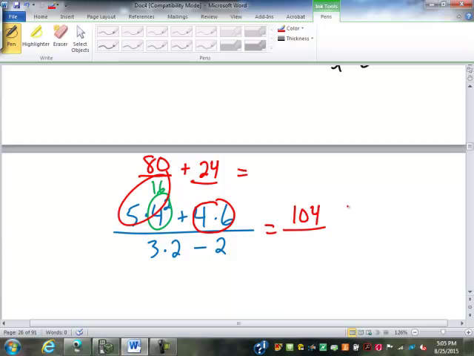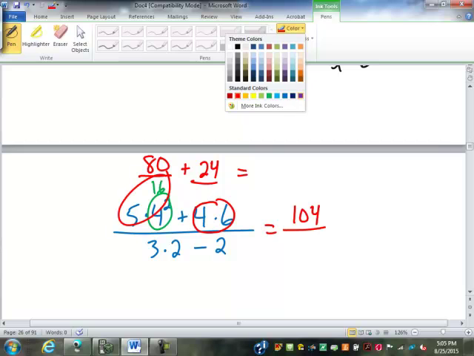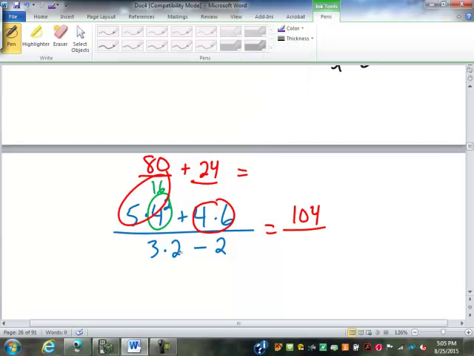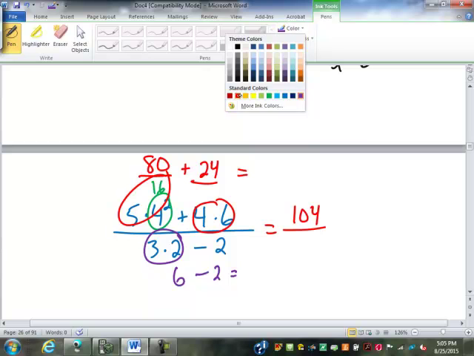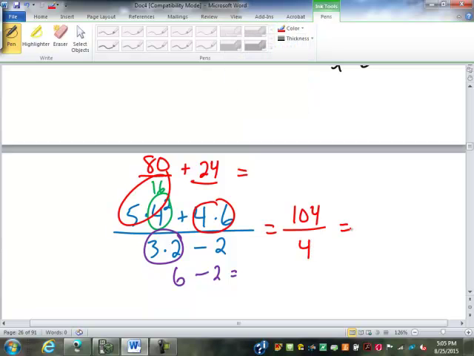Now that we've finished the top, now we can move to the bottom. Down there we do 3 times 2 is 6. 6 minus 2 is 4. 104 divided by 4, 26.